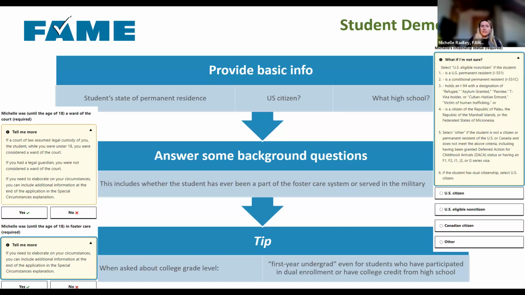One other tip that we like to remind people of is the student will be asked about what college grade level they will be entering in for when they're filing the form. And we always suggest that they fill out first year undergrad. This is even for students who have some amount of minor college credit, whether or not they've participated in dual enrollment, they have some sort of AP credits. Regardless, they would want to select first year undergrad. And again, that piece does live in the student demographics section. So just something to remind them of and keep your wits about you for that piece. Only really tricky part there.